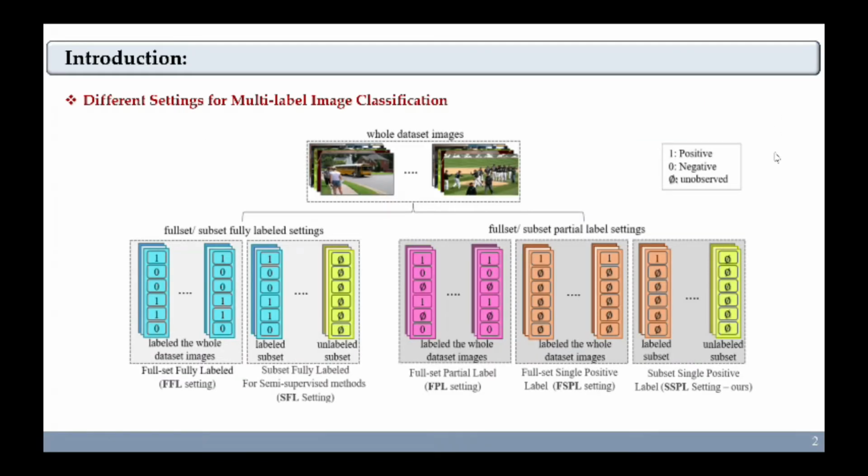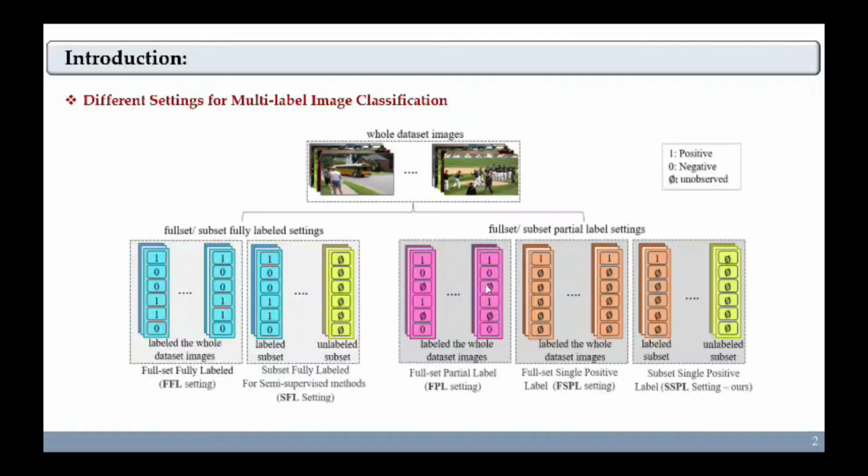So let's start by talking about different settings for multi-label image classification. As shown in this figure, we have two main categories: fully labeled and partial label. In the first category, all positive and negative labels of the dataset are annotated, such as the full set fully labeled setting, or a subset of images is fully annotated while the remaining images are totally unlabeled, such as the subset fully labeled setting. This setting is usually used in semi-supervised training models.